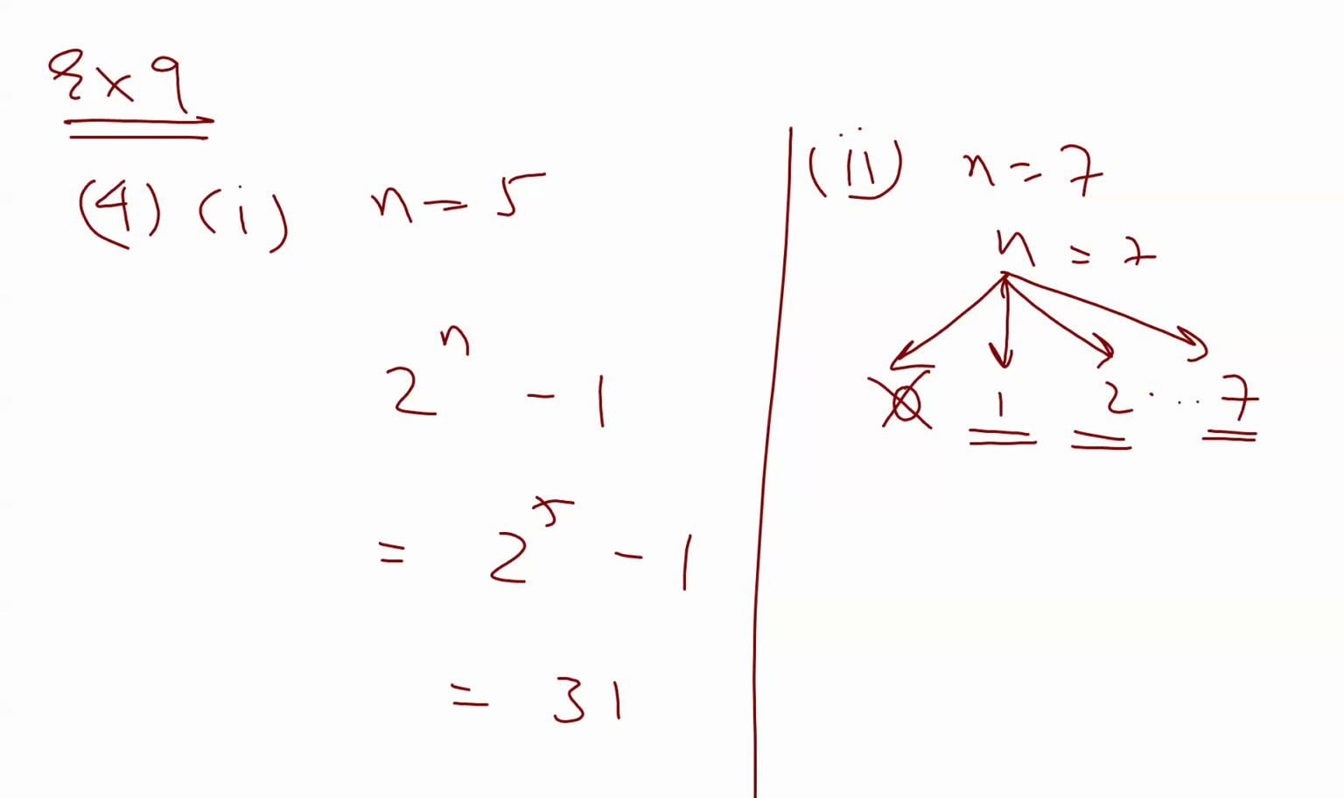If he's failing in 0 papers, that means he is passing, right? That means he's clear in all the subjects. So here also we are going to use this formula 2 raised to n minus 1, 2 raised to 7 minus 1. Next note.